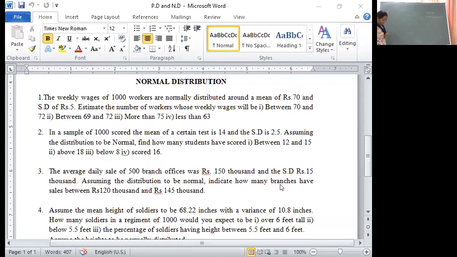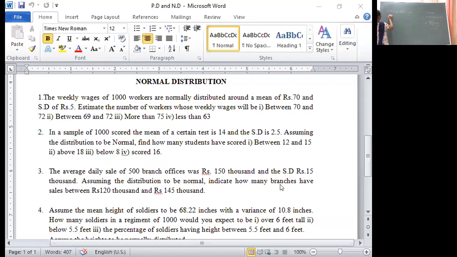What is the third one? Probability of x is less than 8. That is, how we will write z is equal to 8 minus 14 upon 2.5. We will get this value as minus 6 upon 2.5. This value is minus 2.4. That means probability of z is less than minus 2.4.